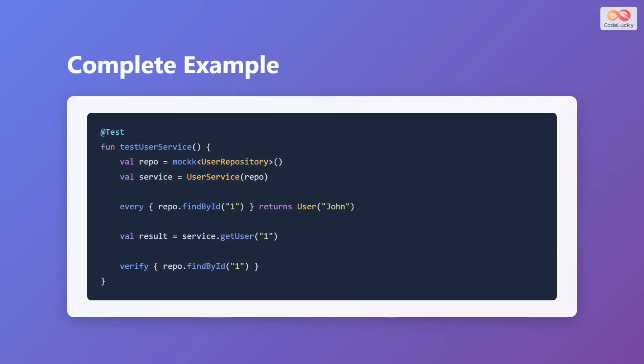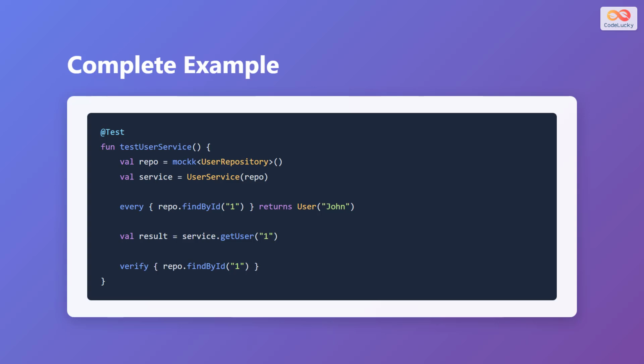Let's look at a complete test example that brings everything together. The test starts by creating a mock of the user repository using the mock function. Then, it creates an instance of the user service, passing in the mocked repository. Next, it uses every to stub the repository's findById method to return a user when called with the ID one.